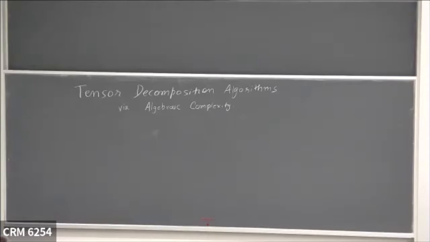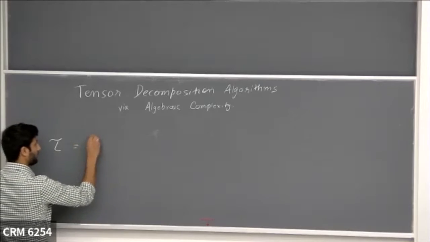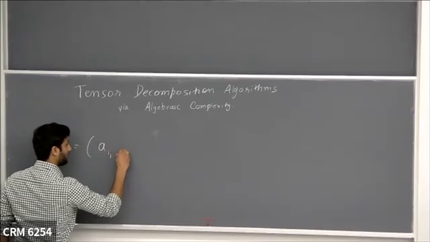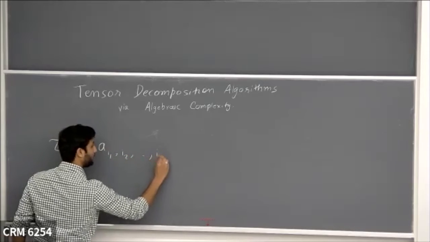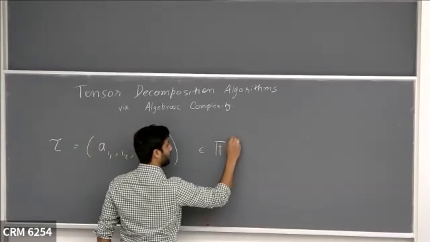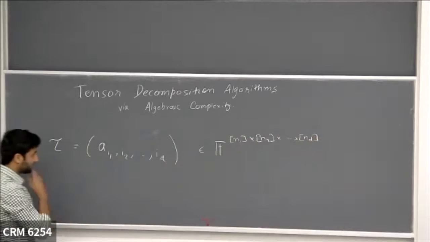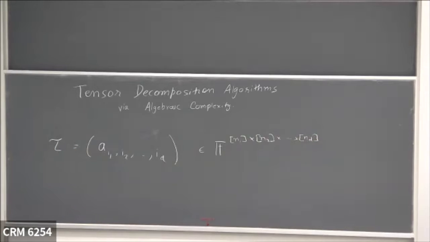So again, to start with, we have a tensor tau, with entries a_{i1,i2,...,id} in F^{n1×n2×...}. I'm being a bit lazy and not writing the indices here. Good. So we saw a bunch of ways to look at tensors: as a bilinear map, as an array of numbers, and also Kevin mentioned as a trilinear form. And that's how I'm going to look at tensors.